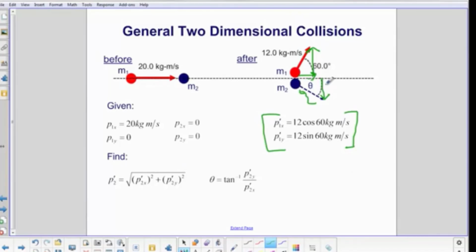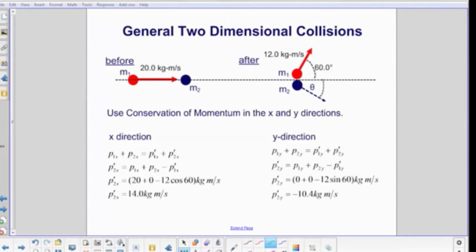It's equal to the magnitude of this side, opposite, over adjacent. And the adjacent side is the x component. And here we have the equation we're going to use to find theta. We'll use the conservation of momentum in the x and y directions. Let's start with x. We have the initial momentum in the x plane for both objects equals the final momentum. Again, don't put any numbers in until you have your variable isolated. We want to find p prime of 2x, so we get that over to the left, everybody else is on the right. Now you can put the numbers in.